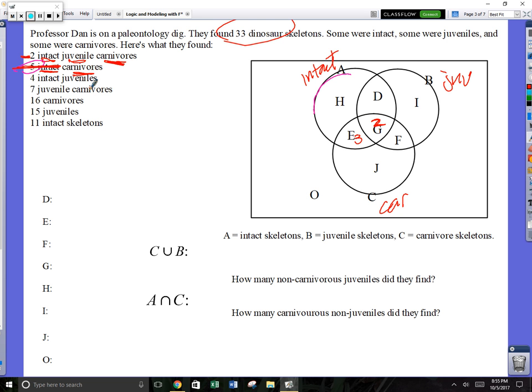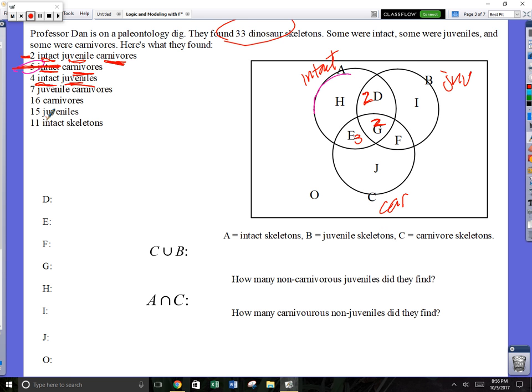Okay, the next one. 4 intact juveniles. This is what I did at first. So if they are intact and juvenile, they have to live in D and G, and there's got to be a total of 4 of them, and I already know 2 live in G, so that must mean 2 live in D. Now there's a total of 16 carnivores. So 3 plus 2. I'm missing 2 regions, and I don't really know how to put the numbers there.